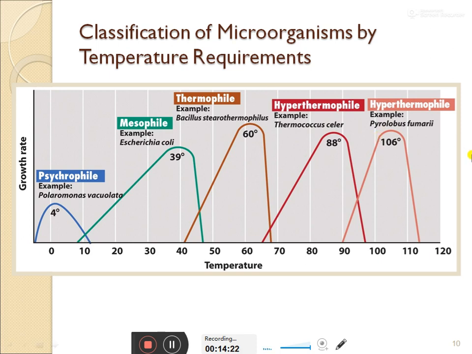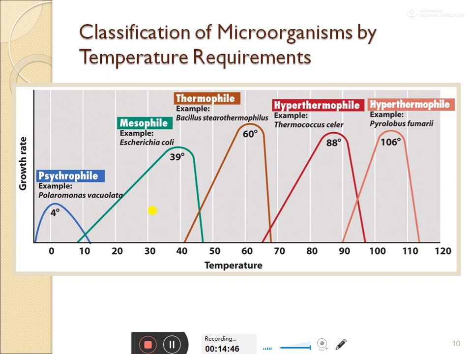As we can see here, the hyperthermophiles can grow up to 110 degrees Celsius. That is why, if we want to sterilize anything, it should have a sterilization temperature of more than 110 degrees Celsius.